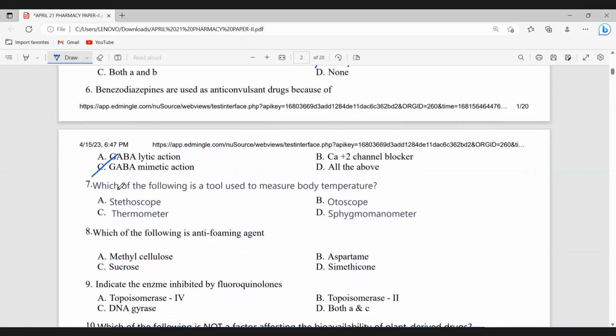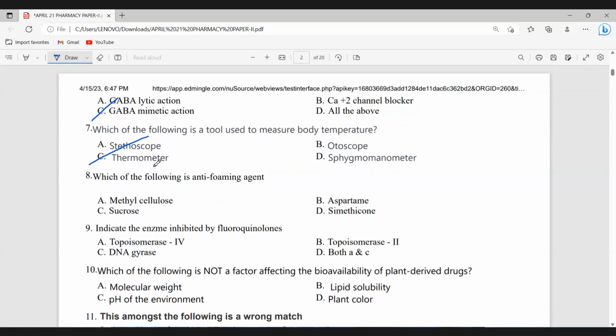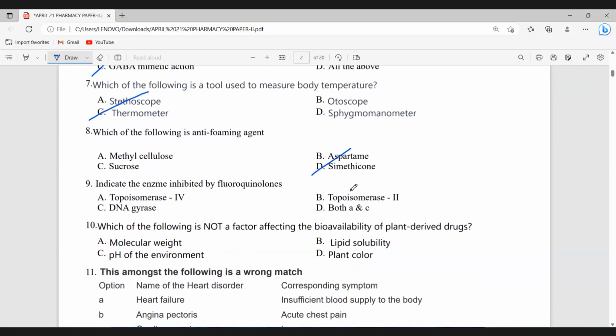Seventh question, which of the following is a tool used to measure the body temperature? Thermometer. Then the eighth question, which of the following is an anti-foaming agent? It is a repeated question. That is simethicone. Along with simethicone, cetostearyl alcohol and castor oil also act as anti-foaming agents. Note these two examples also: cetostearyl alcohol, castor oil.